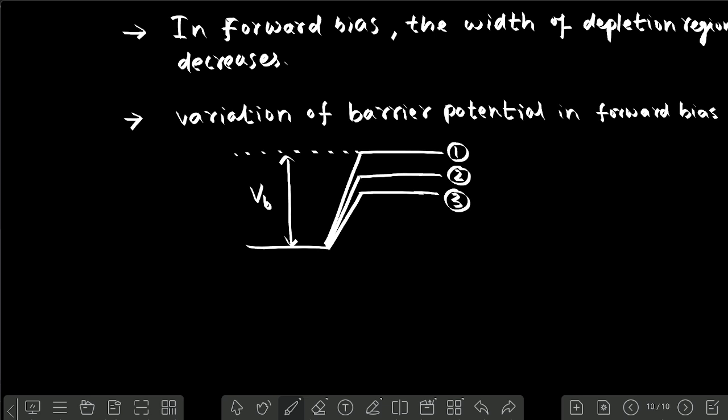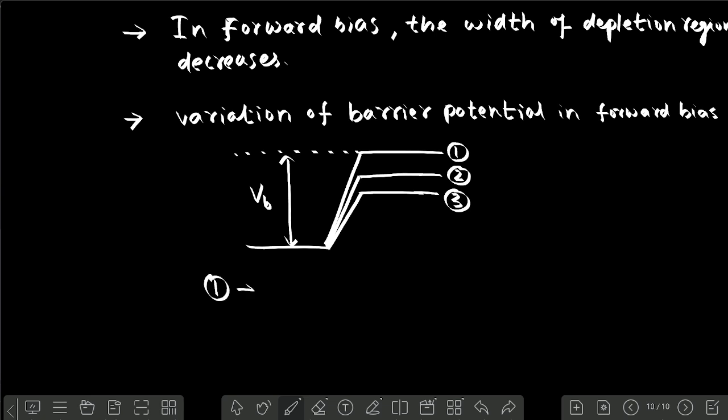Listen all of you. If I am increasing the external potential, this VB value will decrease from 1 to 3. So I'll write what is 1, 2, 3. In the exam this question comes. You remember this diagram properly. Let me write what is 1. Okay, what is 1? Now listen all of you.